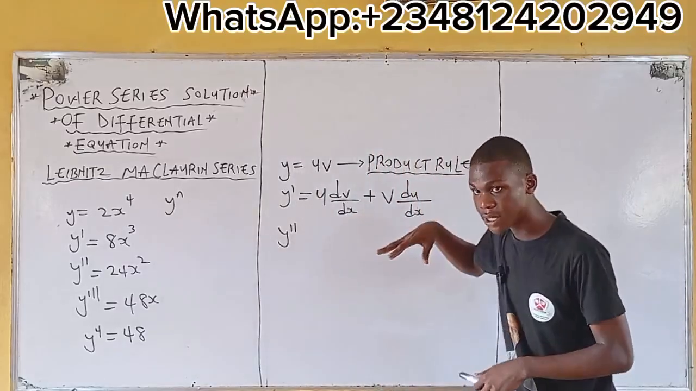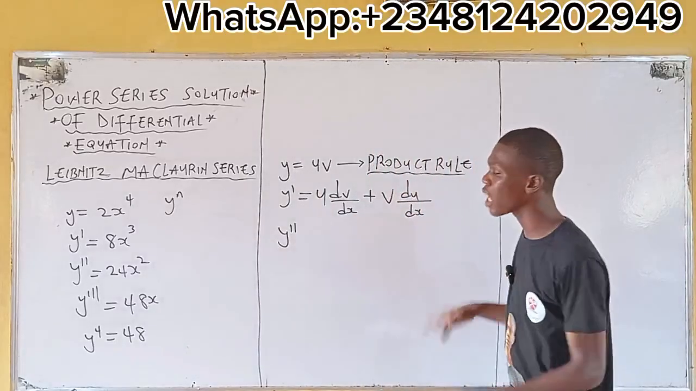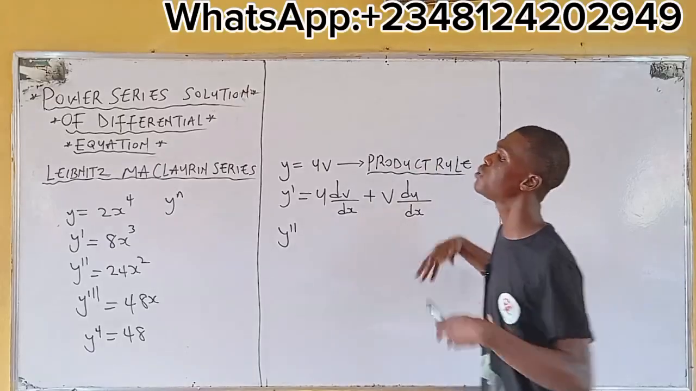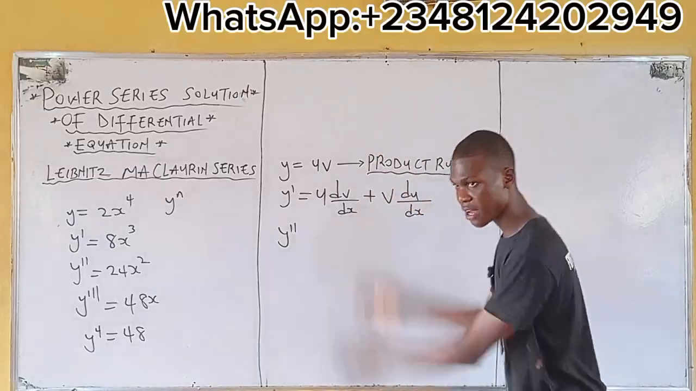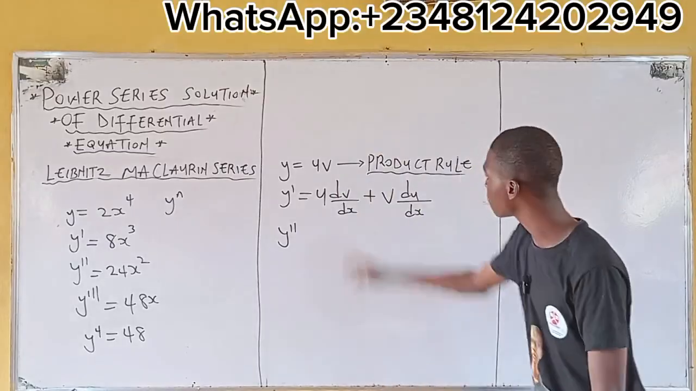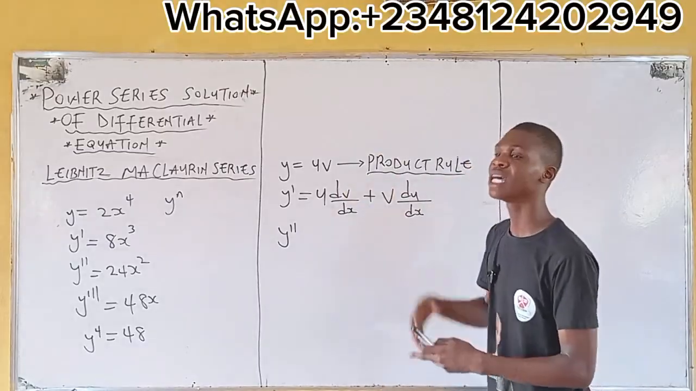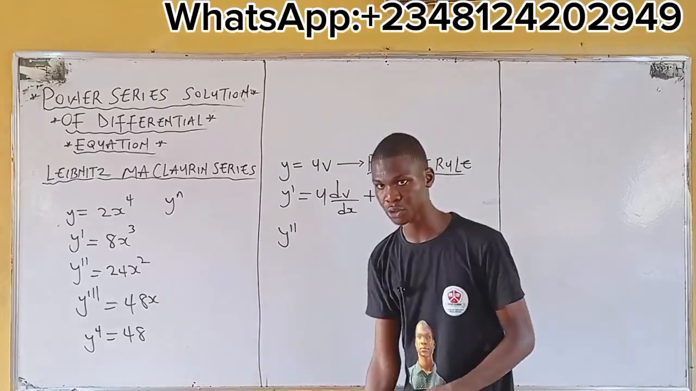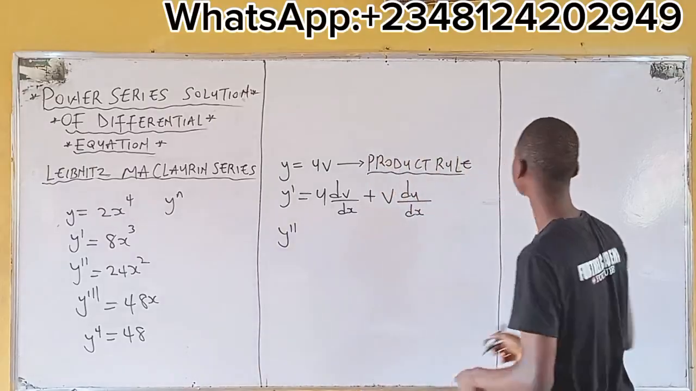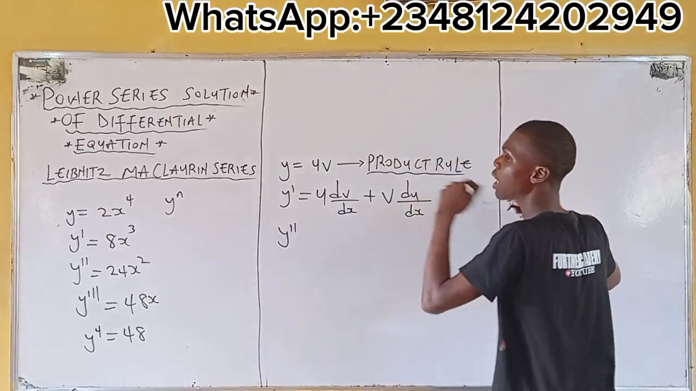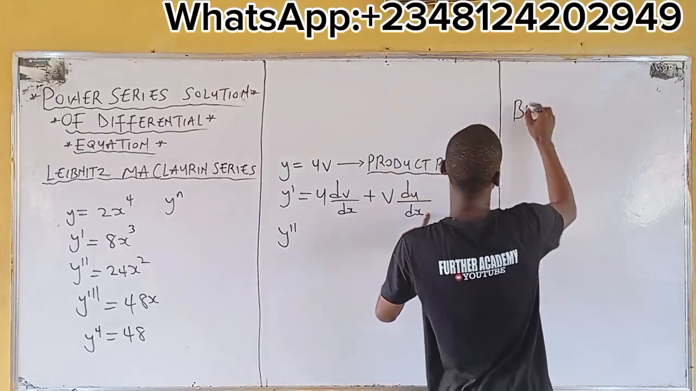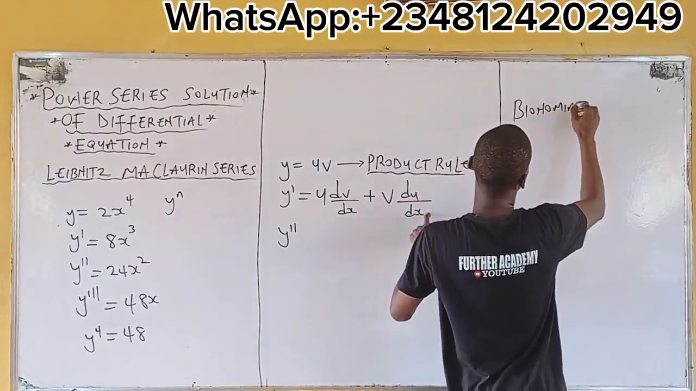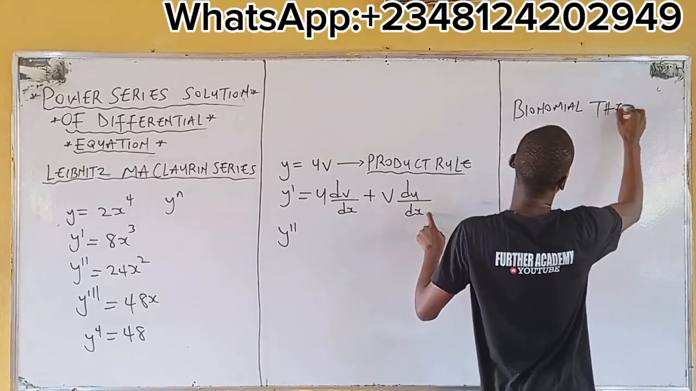So the idea now is that the whole concept of Leibniz Theorem is that the higher derivative of a particular function, say product rule, is equal to the binomial expansion of that function. Now, this is what I'm saying. Let's say in binomial expansion, I say binomial theorem.